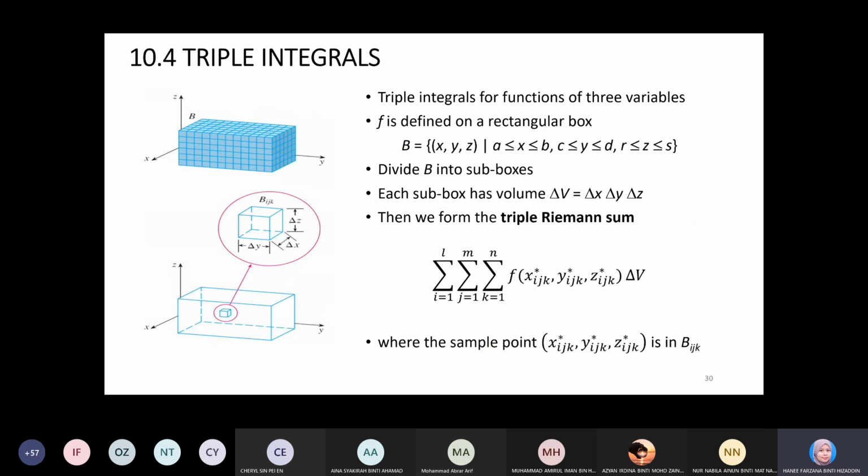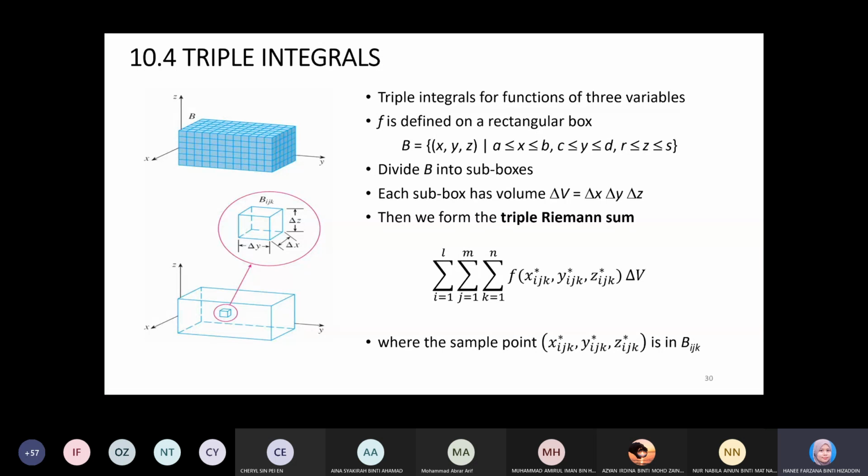Okay. Let's continue with triple integrals. If a double integral is a function of 2 variables, then obviously a triple integral is a function of 3 variables instead. So f here is defined on a rectangular box. Okay, so B is for box. So the interval x, y, and z: x lies from a to b, y from c to d, and z from r to s, for example.